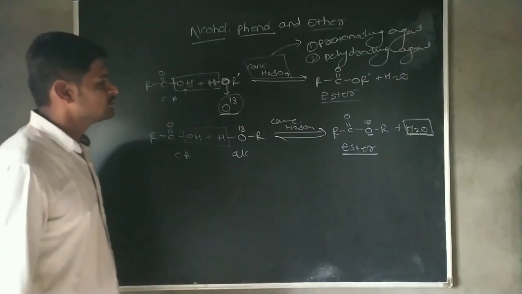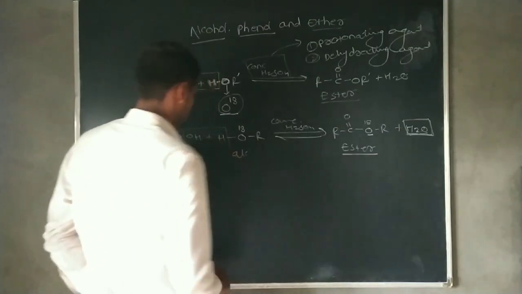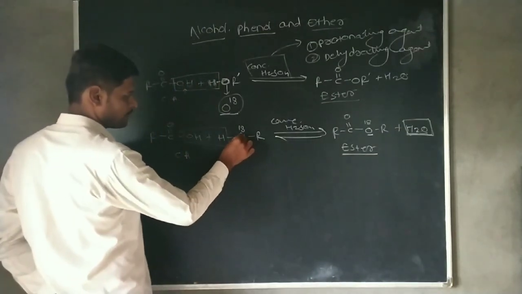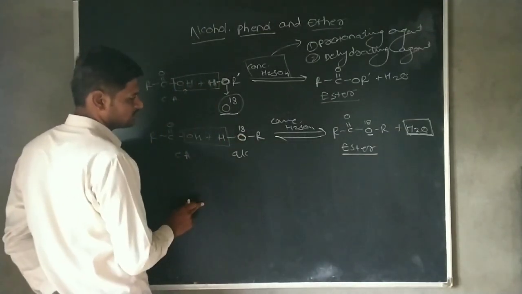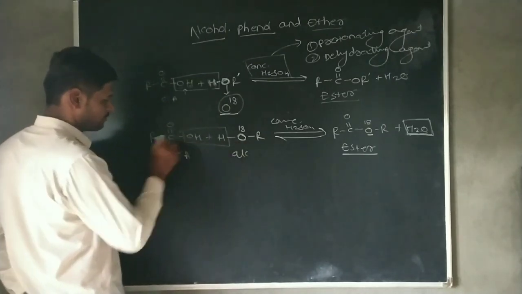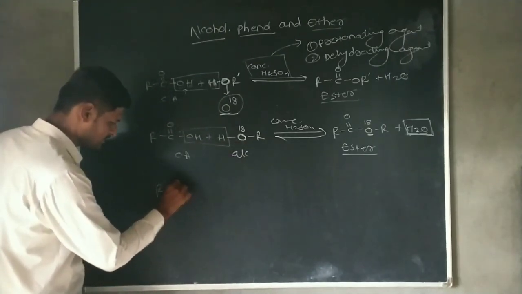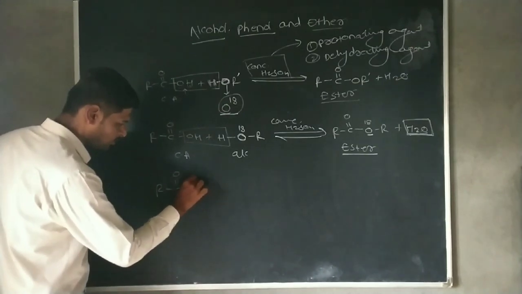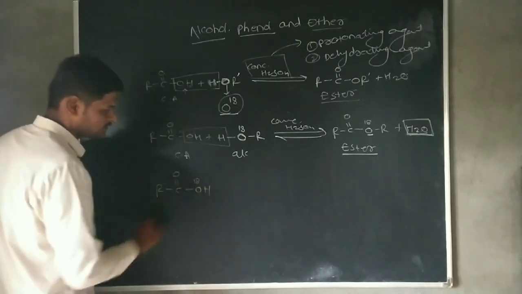Another example: the isotope of oxygen is placed in the carboxylic acid. That means RC double bond O18, and this one is H.